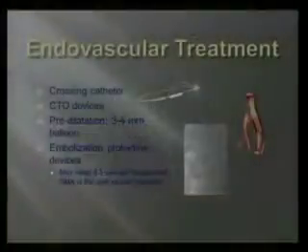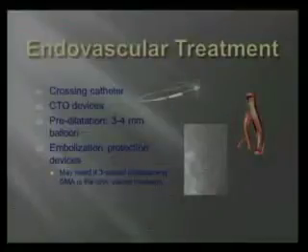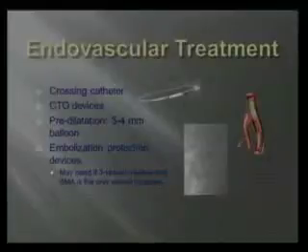Yeah, if it's totally occluded, then you may have to use CTO, chronic total occlusion devices. Okay, you have different choices. You have TruePath, you have FrontRunner, you have Enteer, and all this you can pick up. Okay, and after that you pre-dilate with a 3 to 4 millimeter balloon to get the lumen open, and you can put a stent in here.